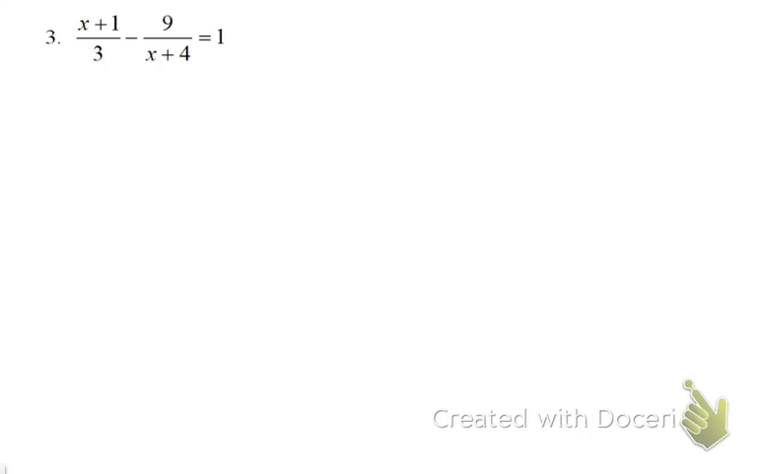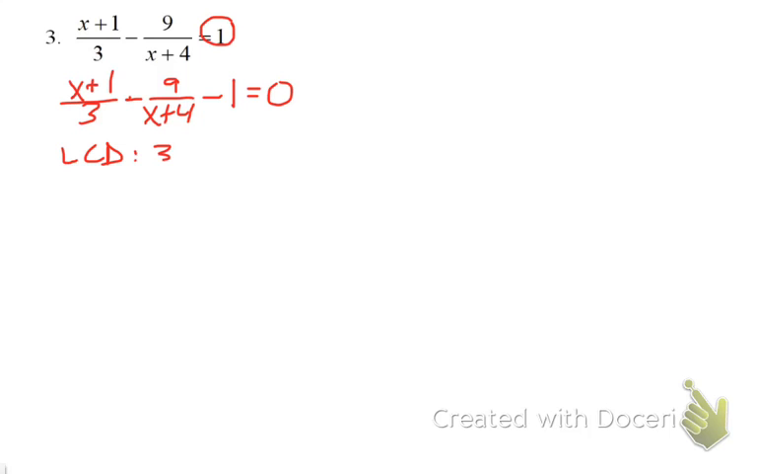So okay, here's a third example. Notice the 1 here on the right side of the equation. So I'm going to actually start out by getting the right side equal to 0. So I'm going to subtract the 1 over to the other side, so we have equal to 0. Now our least common denominator is the product of 3 times x plus 4. So we're going to convert each of our rational expressions, x plus 1 over 3, that needs to be multiplied by x plus 4, top and bottom.